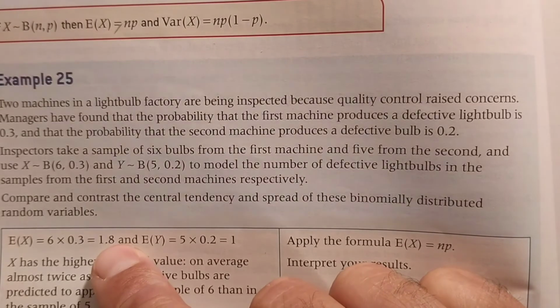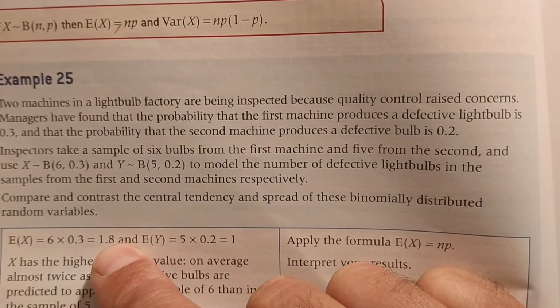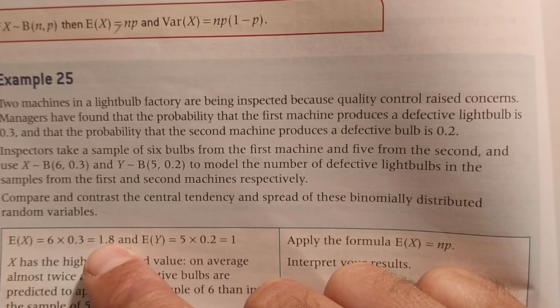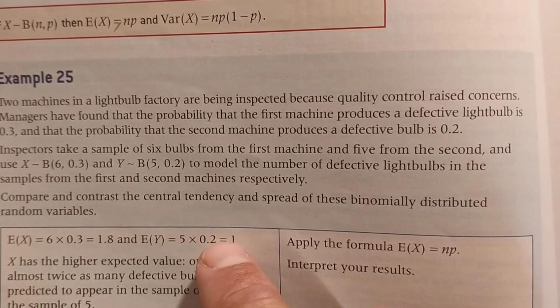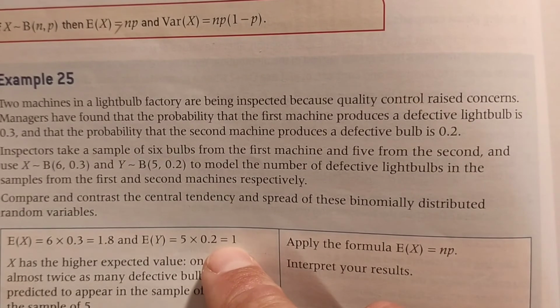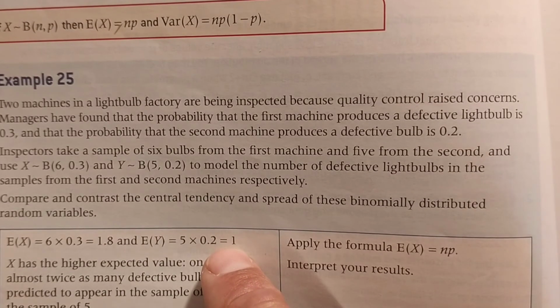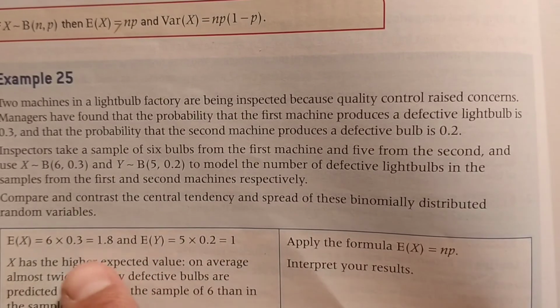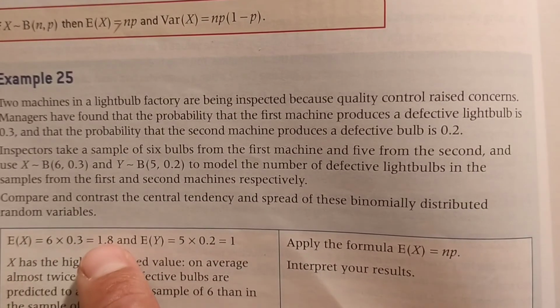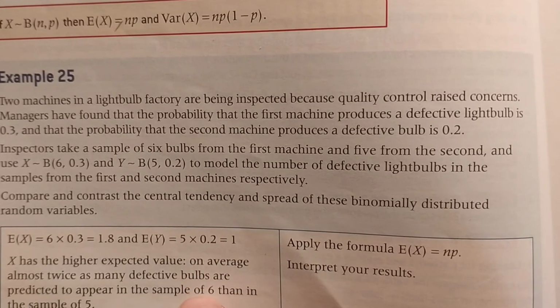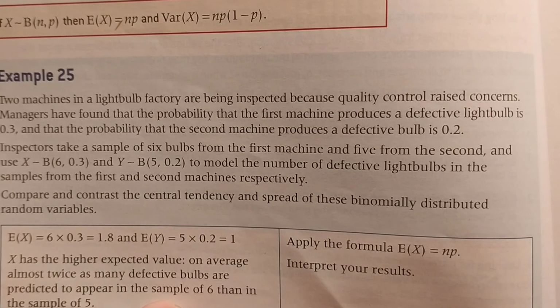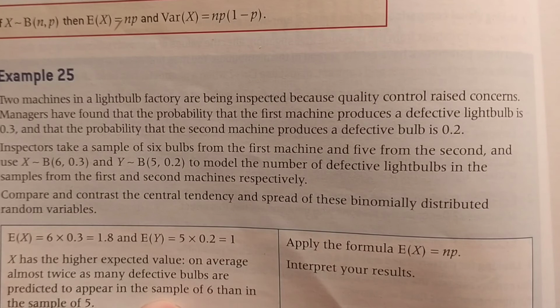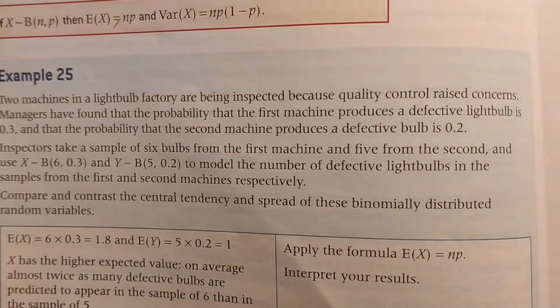What does this mean? It means that on average, if I chose 6 bulbs from the first machine, I'd expect about 1.8 to be defective, and from the second machine, I'd expect about 1 to be defective. So how do we compare? We say the random variable x has a higher value, 1.8 is higher than 1 on average. Almost twice as many defective bulbs are predicted to appear in the sample of 6 than in the sample of 5. So that's how you might answer that question.